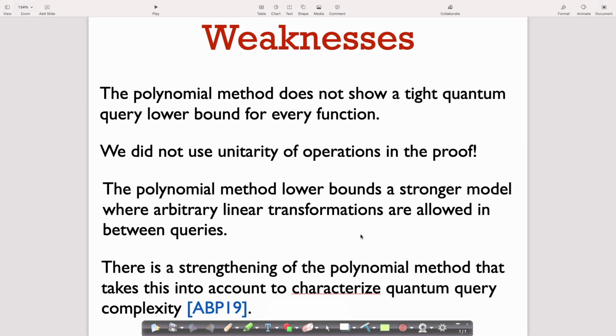But I should mention that recently there has been a strengthening of the polynomial method that does take into account the unitarity of operations in the algorithm, and this is actually used to give a characterization of quantum query complexity in terms of a certain kind of polynomial degree.